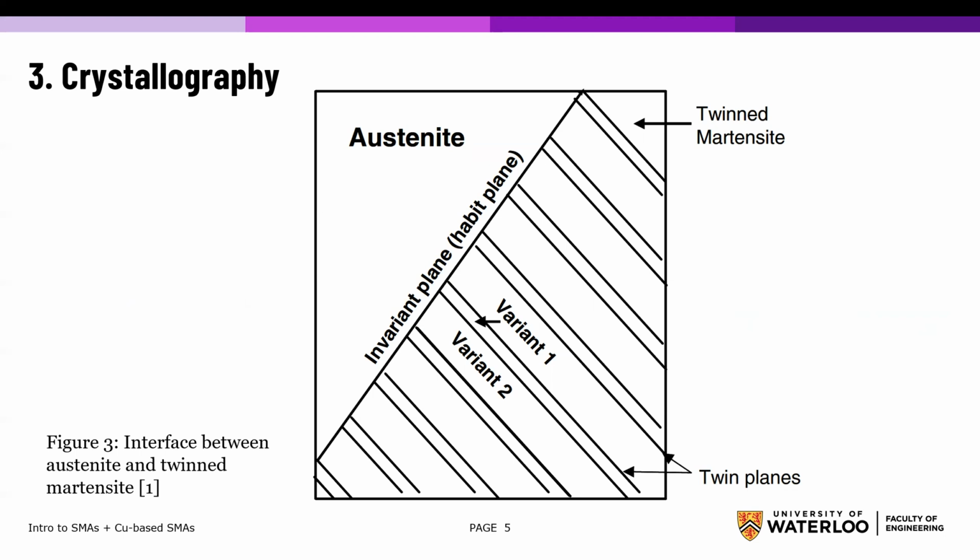And then when going from twinned martensite to detwinned martensite, those same variants that we just discussed from the figure basically reorient themselves in a way that they all have the same orientation.